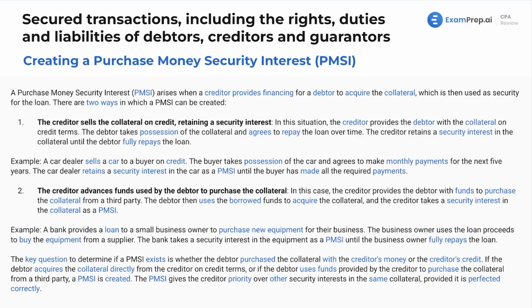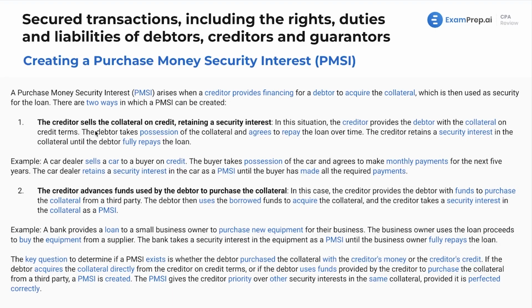Creating a PMSI. Now, we talked about this a little bit before. We'll talk about it much more. A PMSI arises when a creditor provides financing for a debtor to acquire the collateral, which is then used as security for the loan. There's two ways in which this will be created.